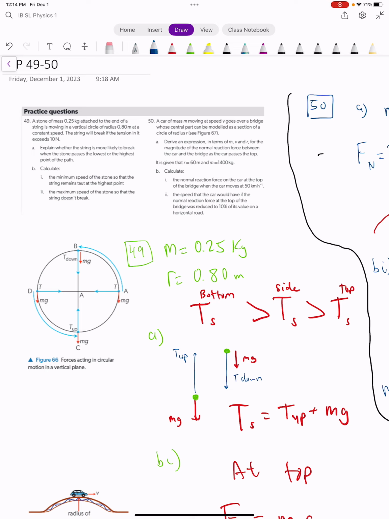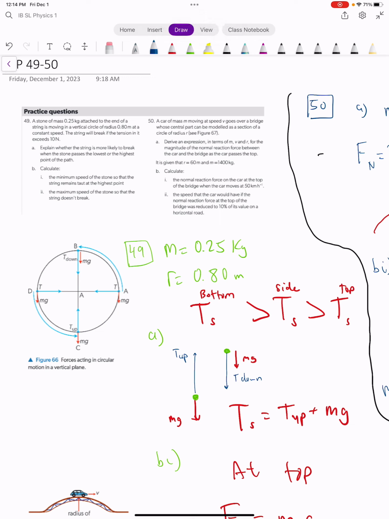A stone of mass 0.25 kilograms attached to the end of a string is moving in a vertical circle with a radius of 0.8 meters at a constant speed. The string will break if the tension is more than 10 newtons. Explain whether the string is more likely to break when the stone passes the lowest point.